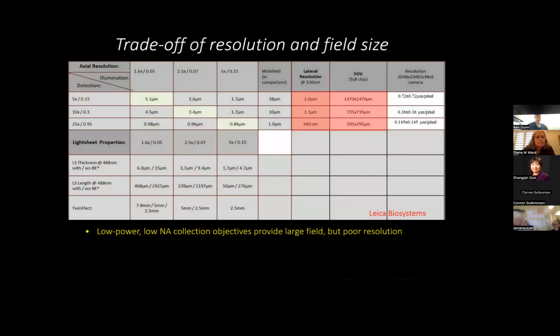The reason for that, the first part of it is kind of obvious. Everybody appreciates that low magnification objectives, unless they're enormous, have a low NA, and if they have a low NA, they have low resolution. So for a 25x objective, you've got an NA of 0.95, great. You've got lateral resolution of 340 nanometers, and your field of view is only 295 by 205 microns. If you go to 5x, your lateral resolution drops to 2 microns, but you have a much larger field of view. That's just optics.